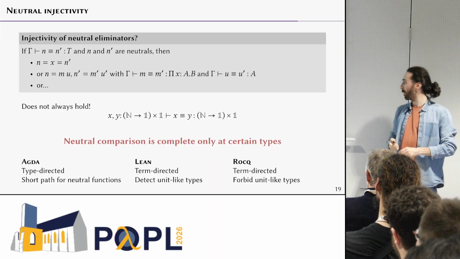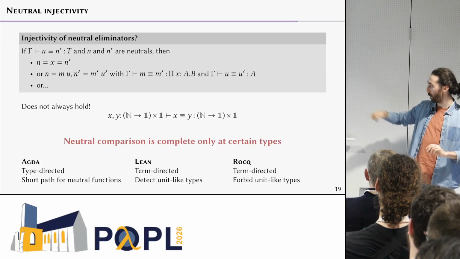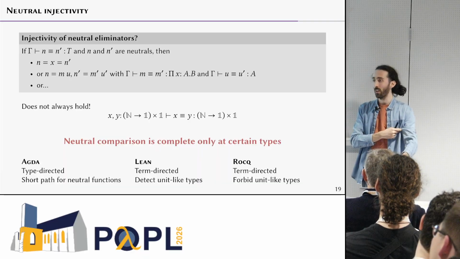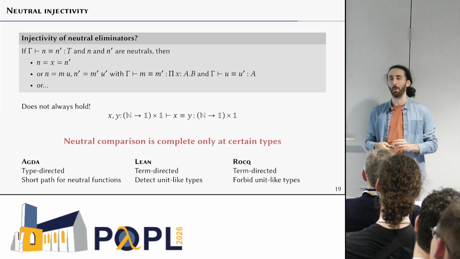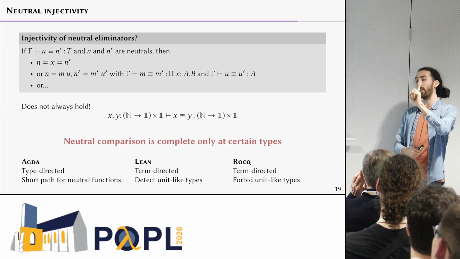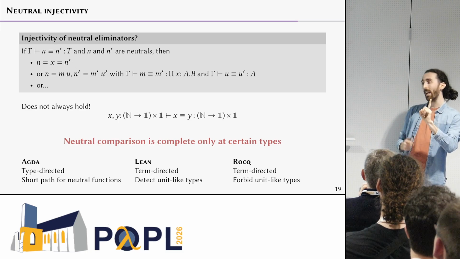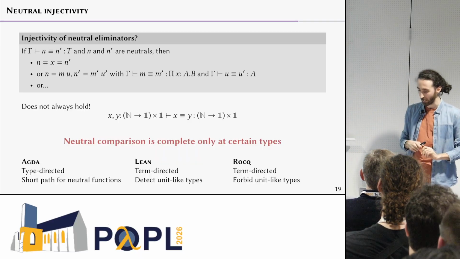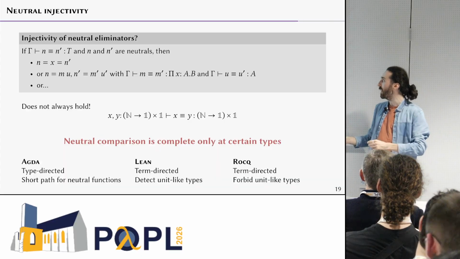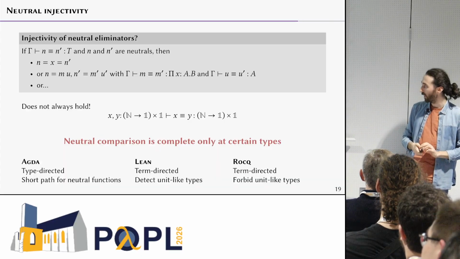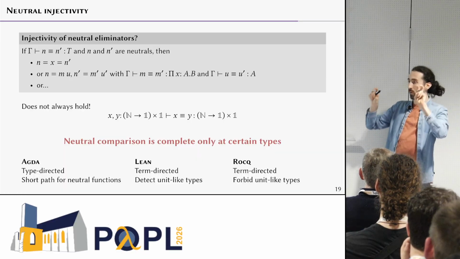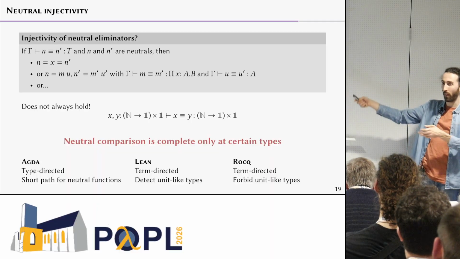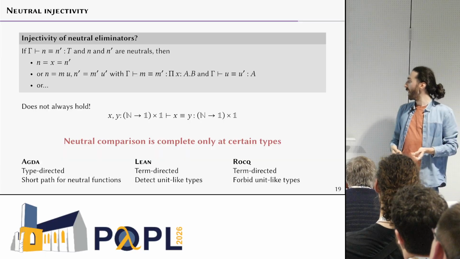And in Rocq, we make a different choice. So we still have this term-directed algorithm, but essentially we forbid unit-like types. So maybe you've seen this weird restriction about records in Rocq, that they need to have at least one field, and actually they need to have at least one relevant field. So they cannot have fields that are all of type SProp, for instance. And this is the reason, because basically unit is a record without any fields. And if all of your fields are unit-like, then the record is going to be unit-like again.